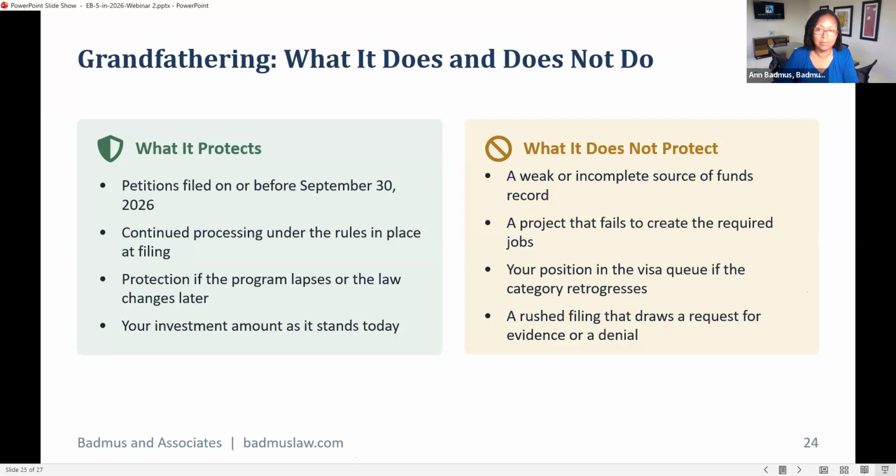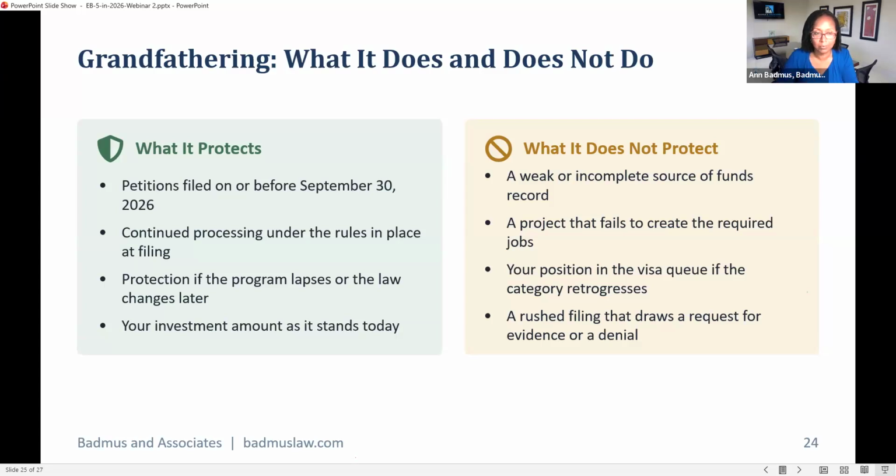Okay, but even with grandfathering, if you're going to try to apply before September 30th, it's very important to make sure your record for source of funds and path of funds is very, very strong. A weak source of funds could cause, again, a denial of your application. And then you have to start over again. So it also does not hold your position in the queue if the category retrogresses.